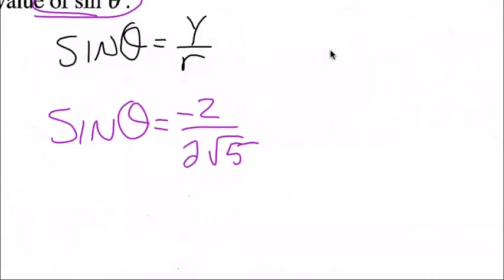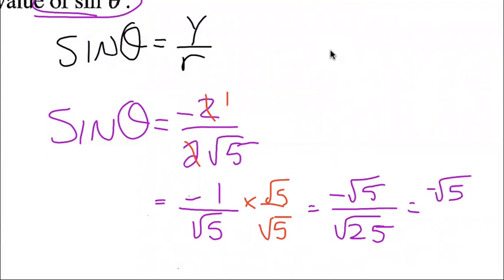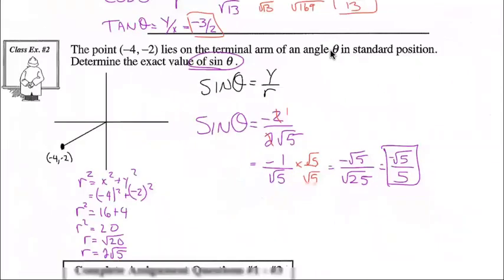But now I have some simplifying to do, and I need to rationalize my denominator. Okay, so first of all, the 2 and the 2 will cancel. Now I have -1 over square root 5. Now I need to rationalize my denominator. Multiply by root 5 over root 5. That's going to give me negative square root 5 over square root 25, and that's going to be negative root 5 over 5. Done, finished, final answer.